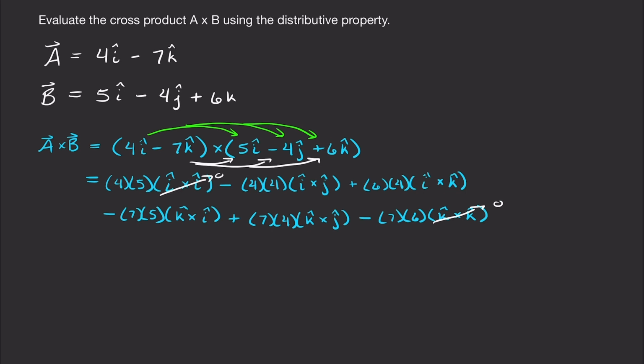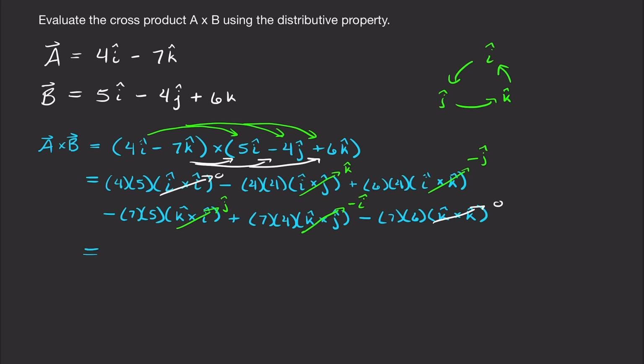And then i hat cross j hat, this is going to give you k hat. i hat cross k hat will give you a minus j hat. So again, remember i hat into j hat, into k hat, back into i hat. And then k cross i, that's in order, so that's j hat, and k cross j will be minus i hat. Okay, so now we just need to be careful and keep track of our minus signs.